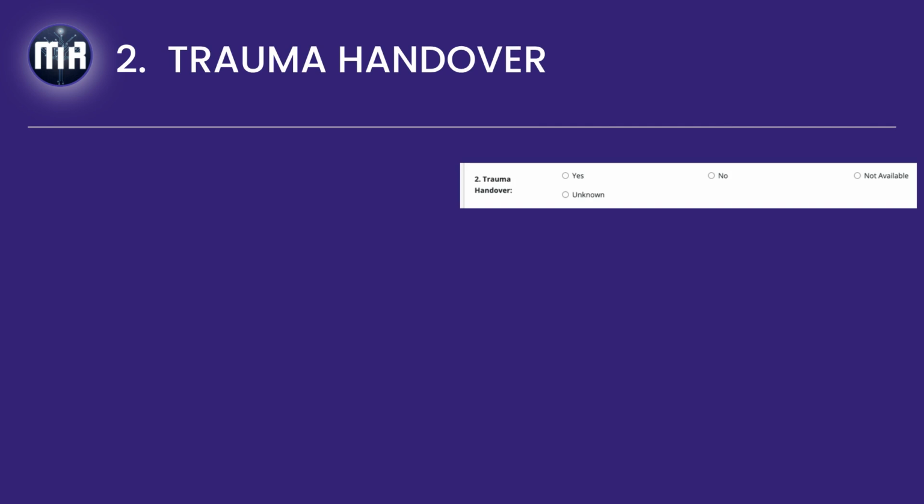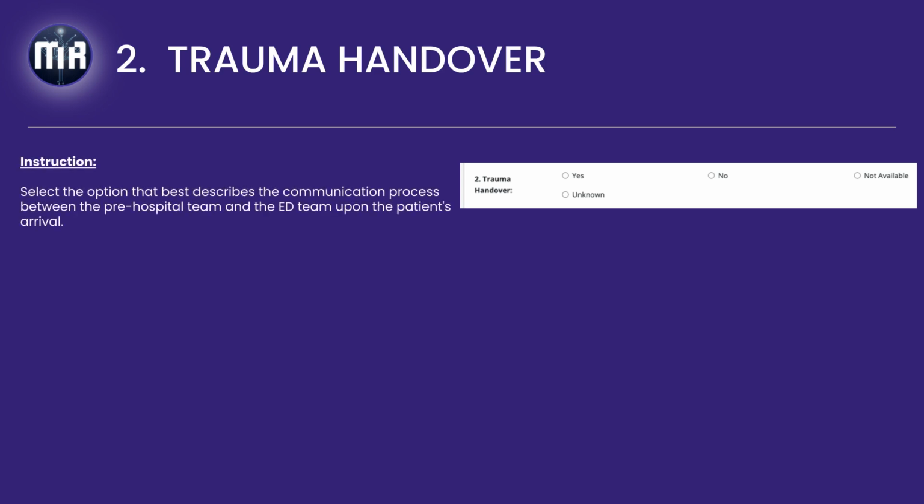Field number 2, trauma handover. This field is not merely administrative. It is a direct measure of a critical patient safety process within the Donabedian Framework's process component. A structured handover ensures the seamless transfer of vital clinical information from the pre-hospital environment to our emergency department. Your instruction is to select the option that best describes this handover process.